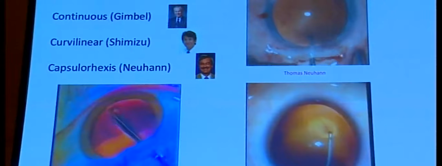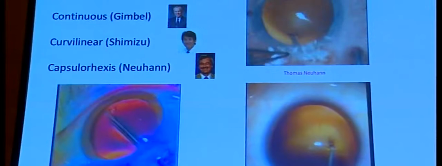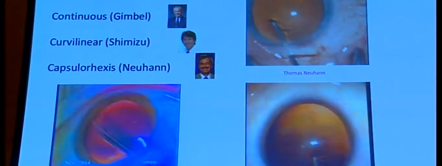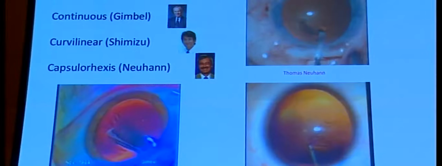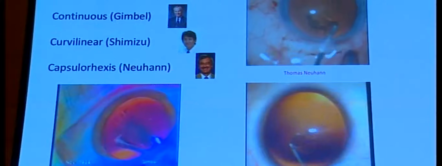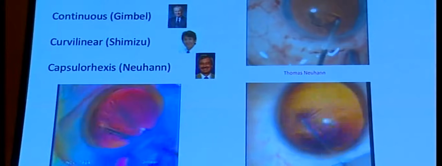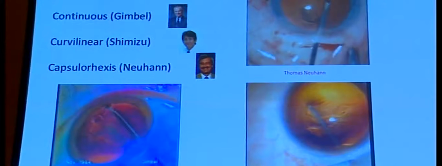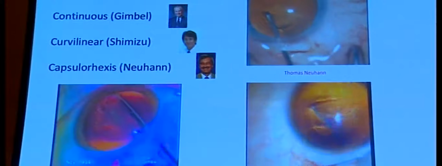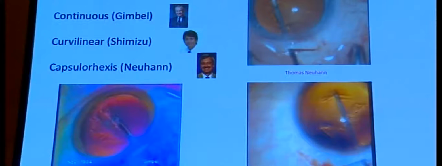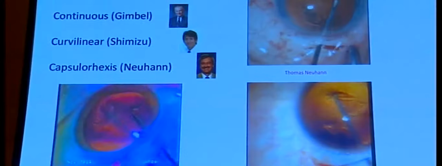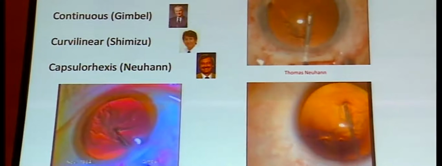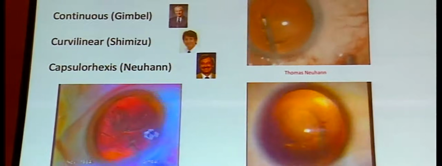And these three men were Dr. Gimbel, who said this is continuous, Dr. Shimizu, who said this is curvilinear, and Dr. Neuhann, who said this is a capsulorhexis. So they had these three techniques which were essentially similar but with different names. So the American Society decided to call it CCC, honoring the three doctors. This is a rare peep into how this CCC was developed by the three stalwarts.